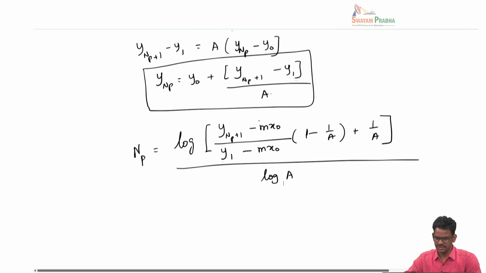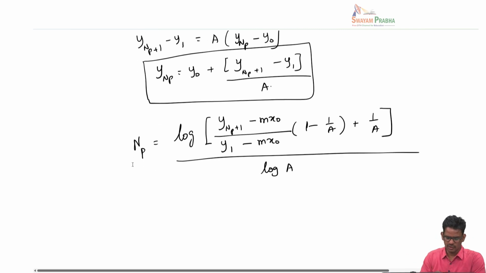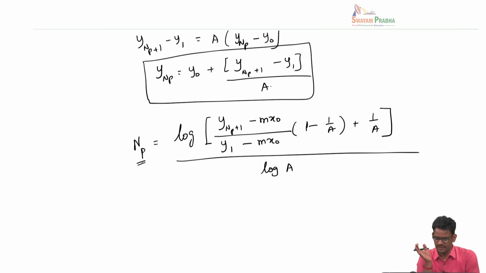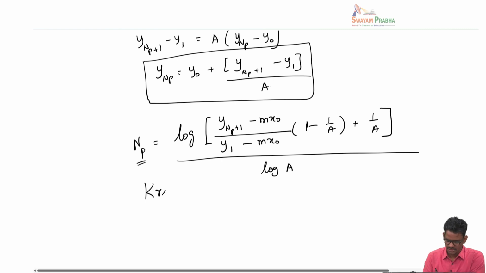So you can see this final expression solves for the unknown number of theoretical plates using all the known variables: inlet compositions, absorption factor, which involves the slope of the material operating line and the equilibrium line, and this is known as Kremser's equation. Kremser's equation for absorption.